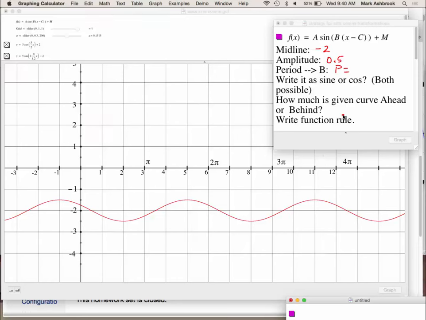Okay, what did you get for the period? 6. Which means that when x reaches 6, the argument has to reach 2 pi. So b is going to be 2 pi over 6, or pi over 3.